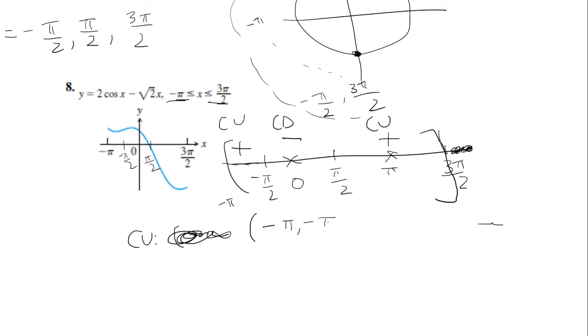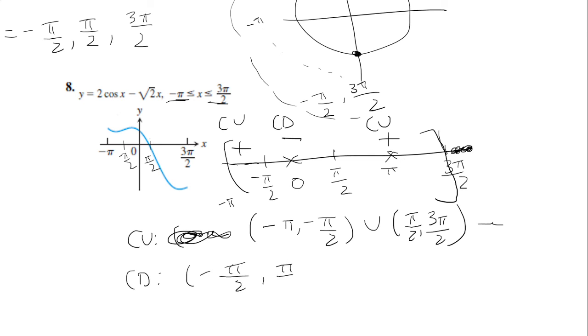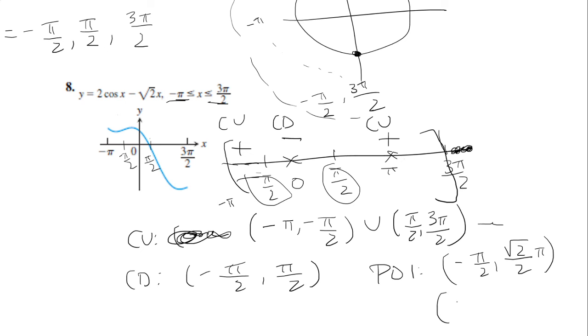So that's from negative pi to negative pi over 2. And then pi over 2 to 3 pi over 2. Concave down in between, so negative pi over 2 to pi over 2. And for the point of inflection, we have to see when it changes concavity. So at negative pi over 2 it changes from concave up to concave down, and at pi over 2, it changes from concave down to concave up. So that's negative pi over 2 and root 2 over 2 pi, and pi over 2 negative root 2 over 2 pi.